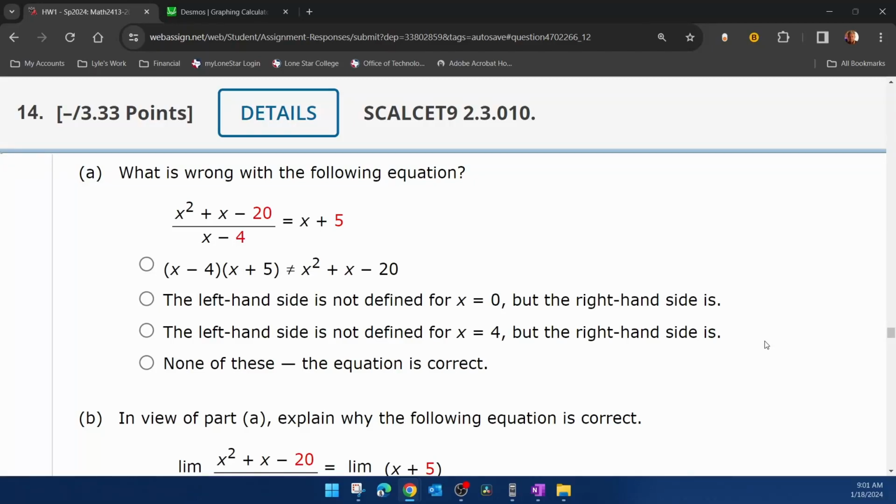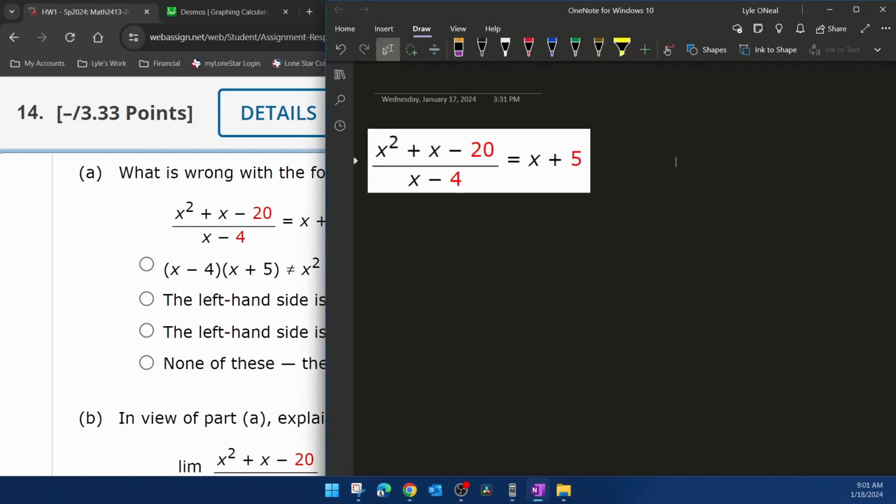All right, here we go. Question 14 from our Calculus 1, homework number 1 in WebAssign. They want us to determine what is wrong with this equation, and we've got some choices here. So I want to open this up in my notepad. I've got the equation copied down, and I want to show you what is wrong with this problem, okay?